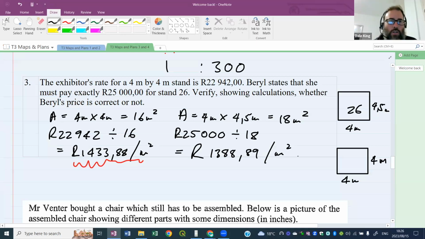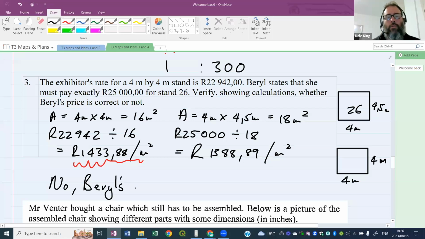So verify showing calculations whether Beryl's price is correct or not. Now, if I was Beryl, I would keep my mouth shut because it looks like she's paying less per square meter than the other people. She's only paying 1,388. Everyone else is paying 1,433 for a 4 by 4 meter stand. So she should be keeping quiet. But Beryl does the right thing and she says, no, guys, this is not right. It's not right, eh, Ben? Yes, that's not right. So you're going to say verify showing calculations whether Beryl's price is correct or not. So you'll have to say at the end, is her price correct or not? No.